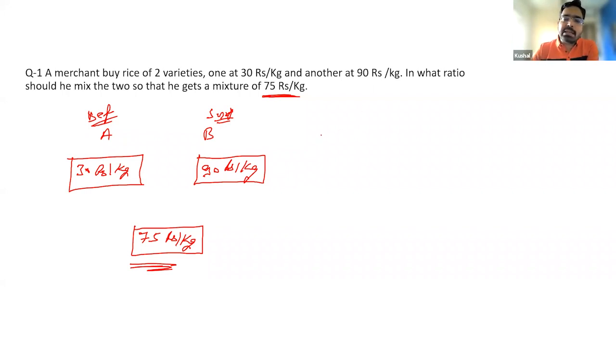Now, you may end up saying, sir, then 90 minus 75 will be the surplus and 75 minus 30 will be the deficit, but both are not equal. Of course, they will not be equal for a particular kg, but as a complete mixture, it will be equal. So what I'm trying to convey over here is that 90 minus 75 is a surplus on 1 kg of variety B. How many such kgs have I taken? Let me say that I've taken B kgs of this. So what will I say? 90 minus 75 into B. That will be my total surplus.